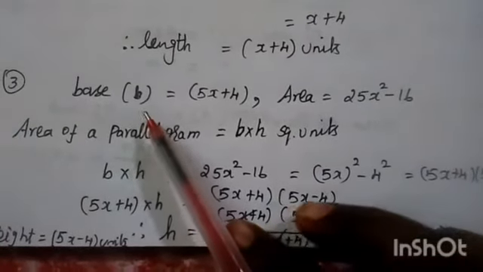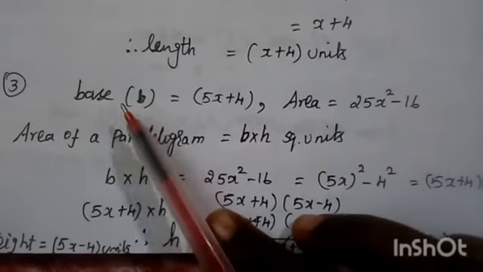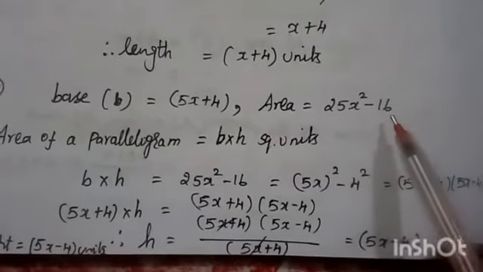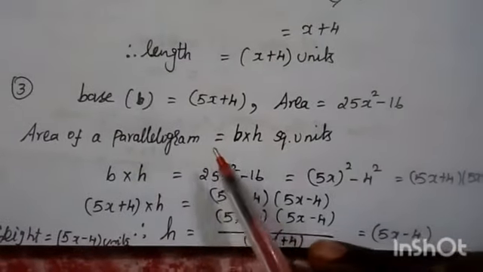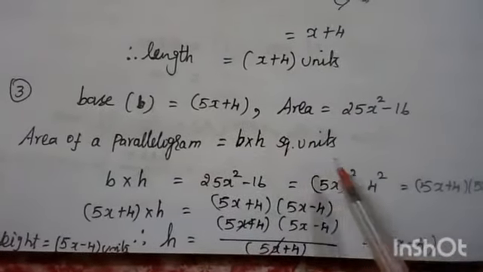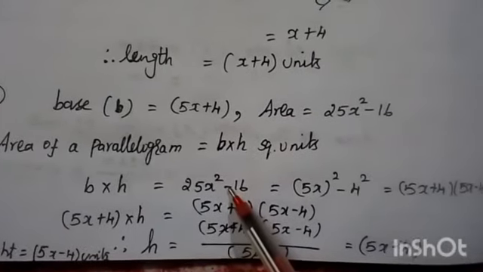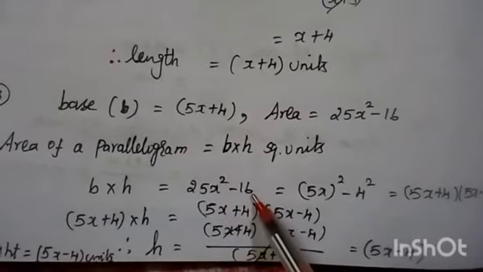First you write what are the things given. Base equal to 5x plus 4. Area equal to 25x square minus 16. Then you write the formula, area of a parallelogram is b into h square units. So b into h is equal to area. What is the area? Given area is 25x square minus 16.